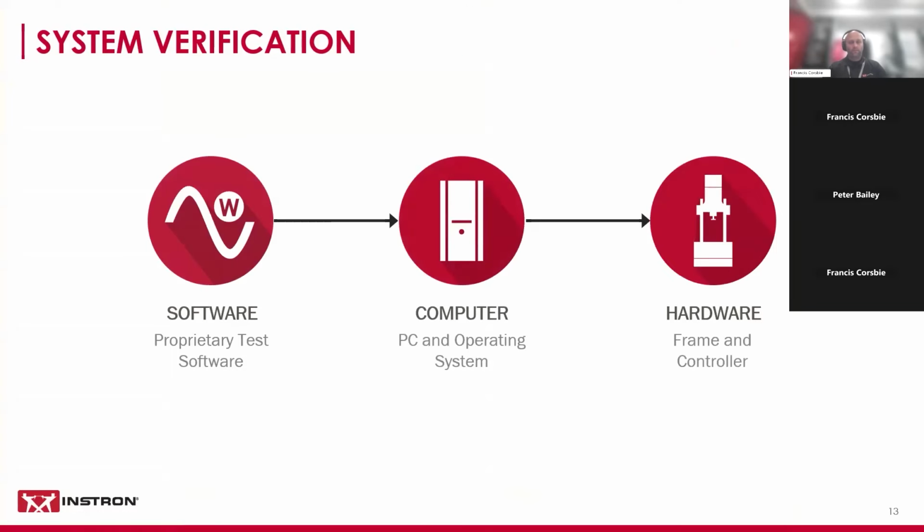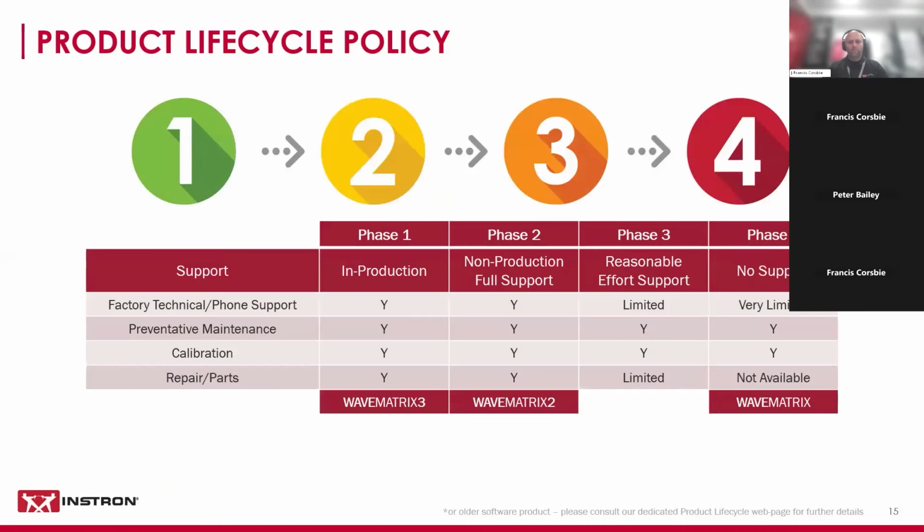We have three main components of a system. One is the software itself, so that would be things like Console, WaveMatrix, and Blue Hill. Then we have the computer that you're operating with its relevant operating system. And then you have the hardware, the frame itself, and the controller that's going with that machine. So those are the three components, and each of those components have their own life cycle. What do I mean by life cycle? So at Instron, we support our systems within four different phases of life.